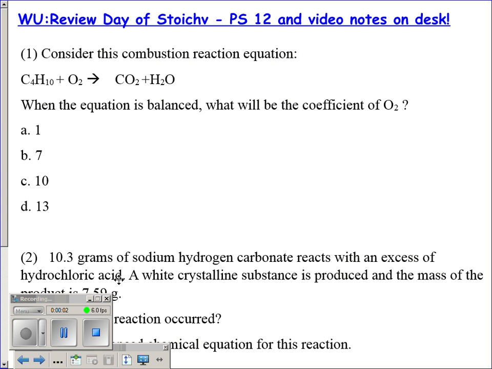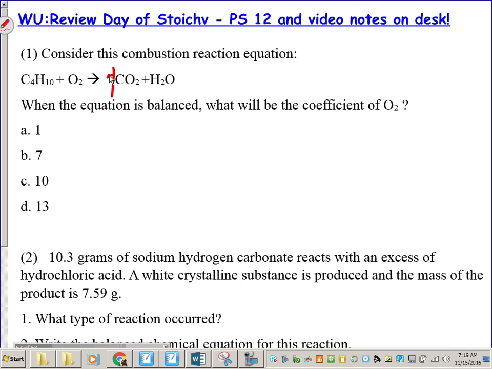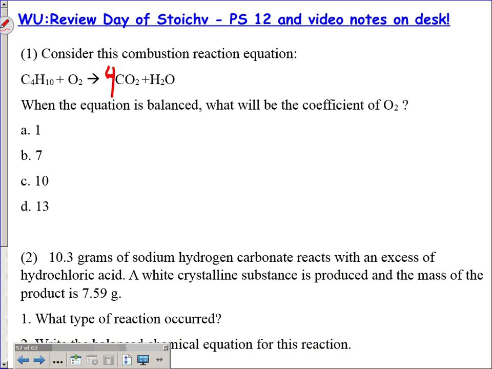I would say 4. Okay, so you put a 4 in front, and it came up to 4 carbons on the reaction side. Okay. 8 oxygens on the reaction. Well, so far, that's not including hydrogen. Yeah. So we did carbon first, and then what?